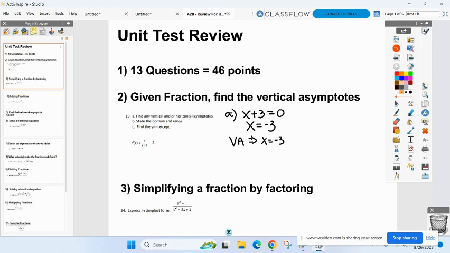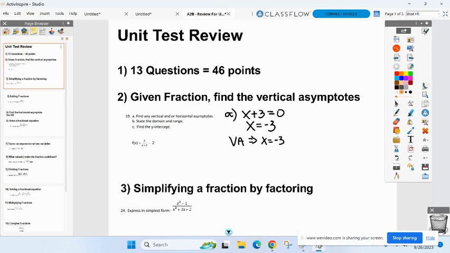Horizontal, you guys have got to remember the rules. I can't help you with that tomorrow. The rules I'm talking about are where the degree is higher. In the numerator, I just have the number 2, so the degree is 0, versus on the bottom, what's my degree? 1.